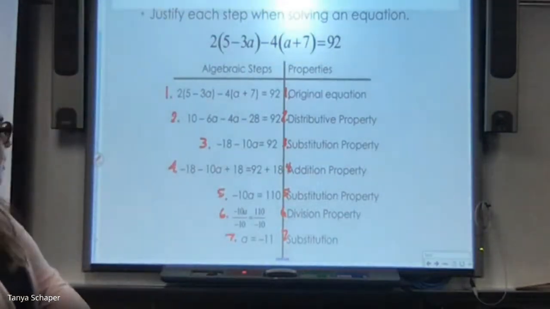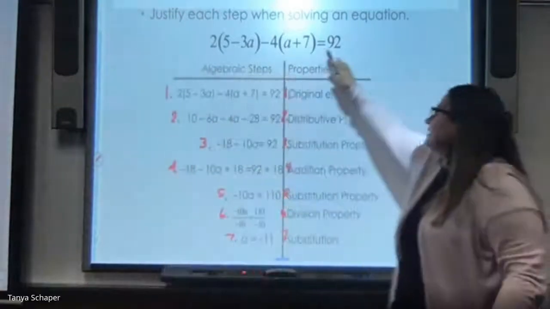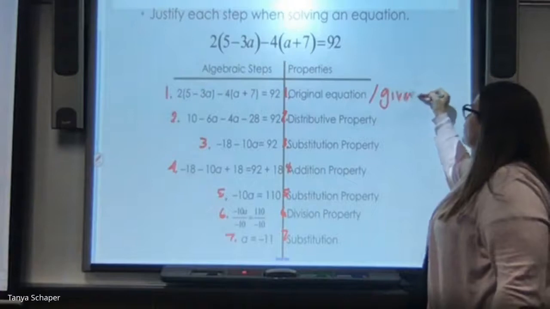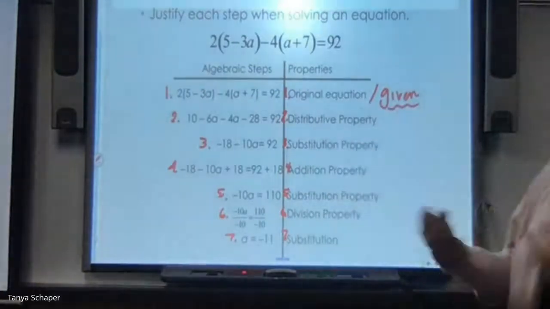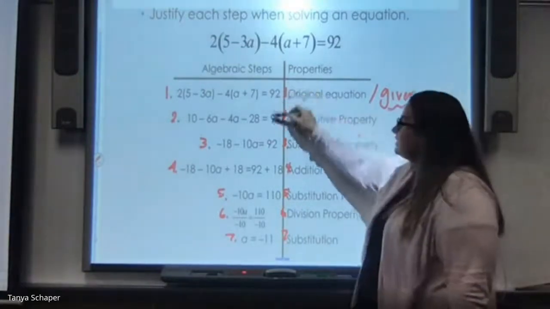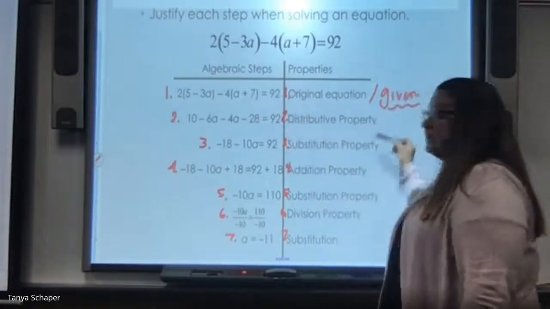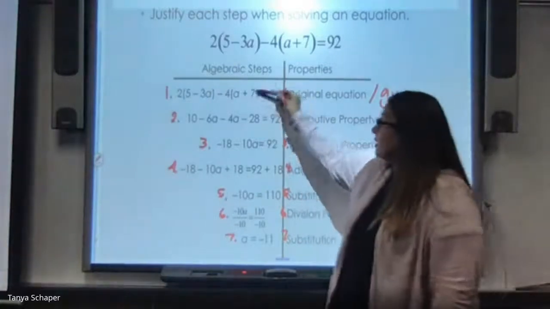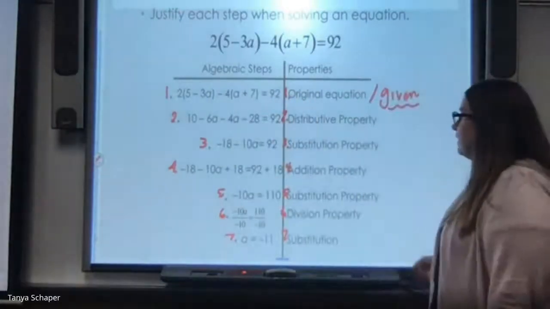So we always start with the first statement, which is our given. We'll call it an original equation, or most often you see it as given. This is what we're given to start with, all right? And then how do we go about each step? To go from step 1 to step 2, we apply the distributive property. That was my reason for going from here to here. I distributed the 4, distributed the 2.